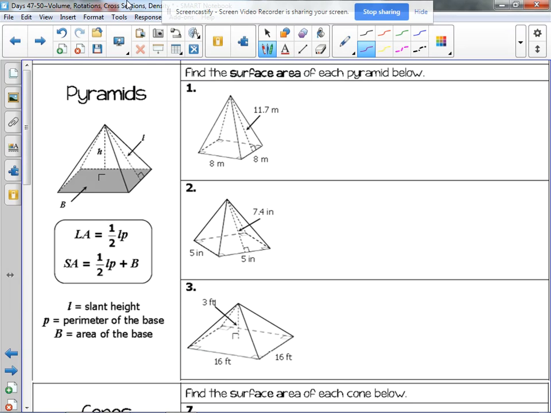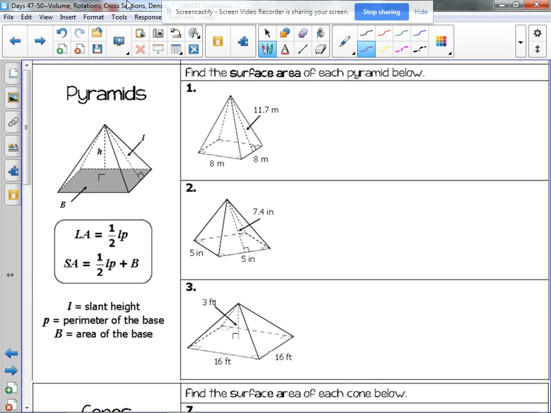Look in the diagram. It's that side of the pyramid, and it tells you down here that that's slant height. P is still the perimeter of the base. Big B is still the area of the base. Now notice in our surface area formula, we only have one big B because we've only got one base. You don't have two bases in a pyramid. You have one base and however many sides.